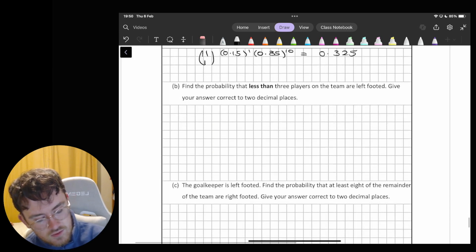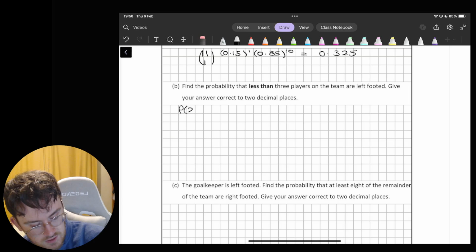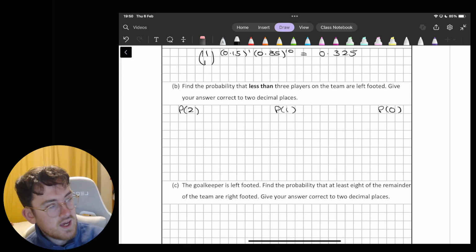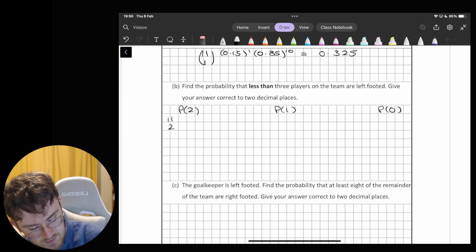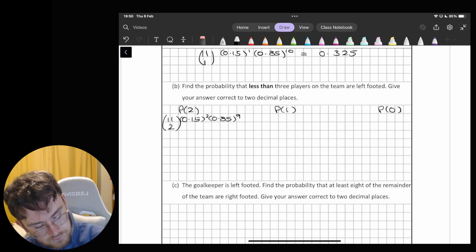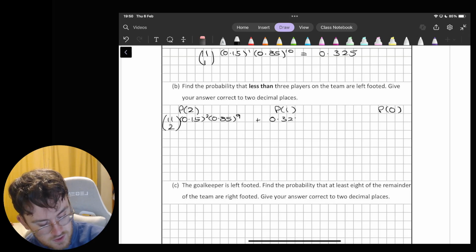Probability less than 3 players are left-footed. Well, that would mean 2, 1, or 0. Okay, we already know 1. So out of 11, choose 2. 0.15 to the power of 2, 0.85 to the power of 9 here. We already know that this one is 0.325 from the first part.